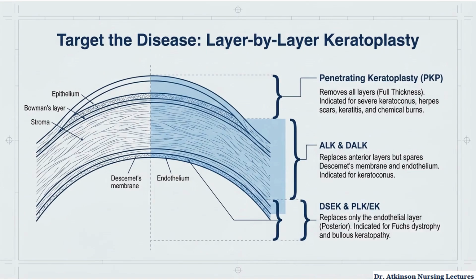Modern keratoplasty procedures are designed to replace only the diseased corneal layers whenever possible. Penetrating keratoplasty replaces the full corneal thickness and is used for severe keratoconus, scarring, and major corneal damage. ALK and DALK preserve Descemet's membrane and the endothelium, making them useful for keratoconus. DSEK and posterior lamellar procedures replace only the endothelial layer and are commonly used for Fuchs dystrophy and bullous keratopathy, offering faster recovery and lower rejection risk.